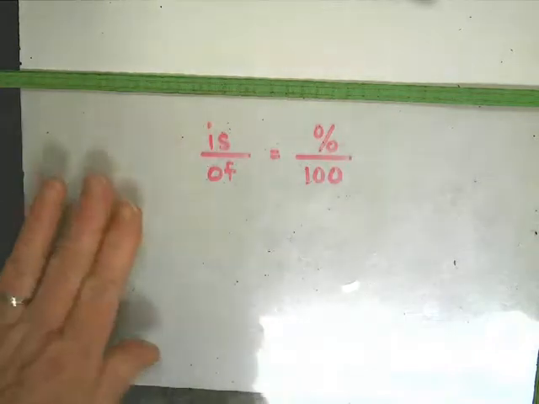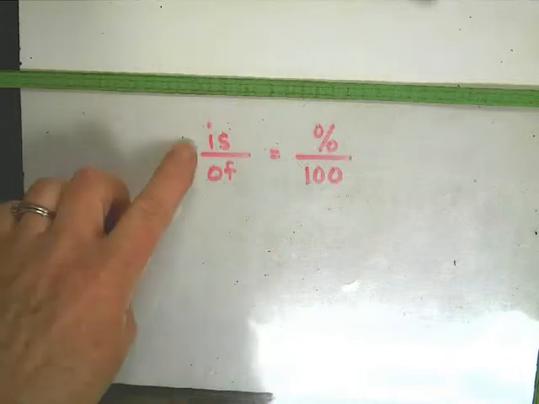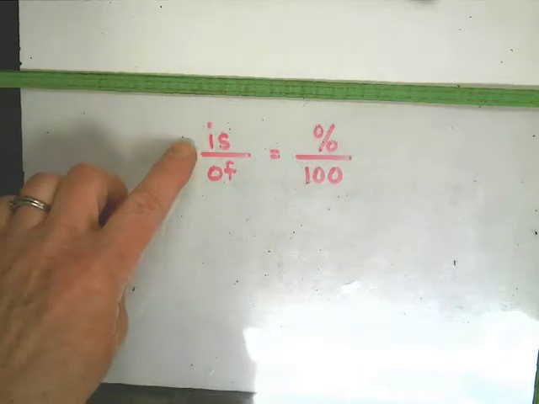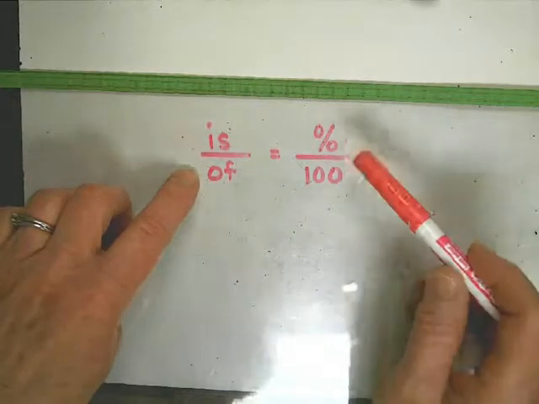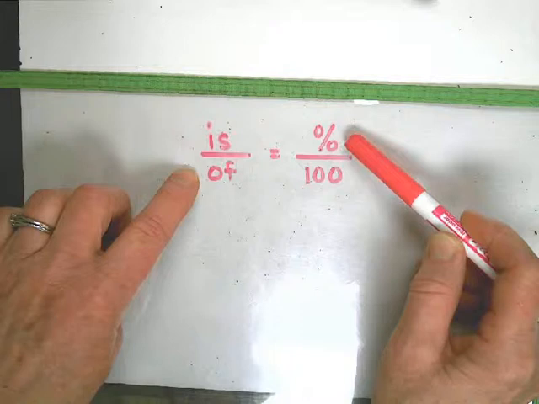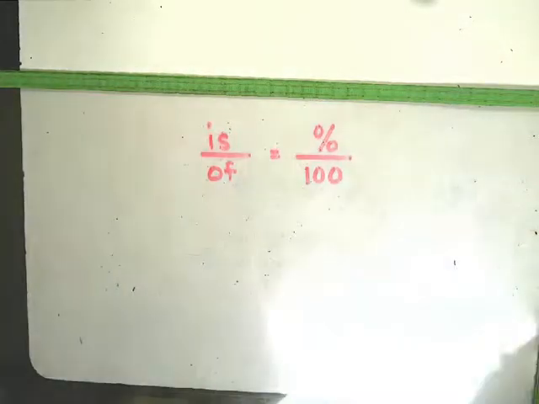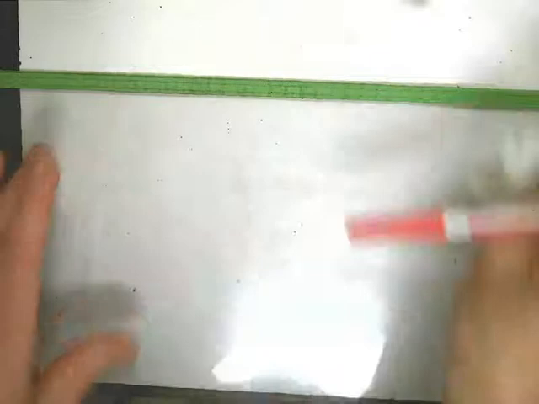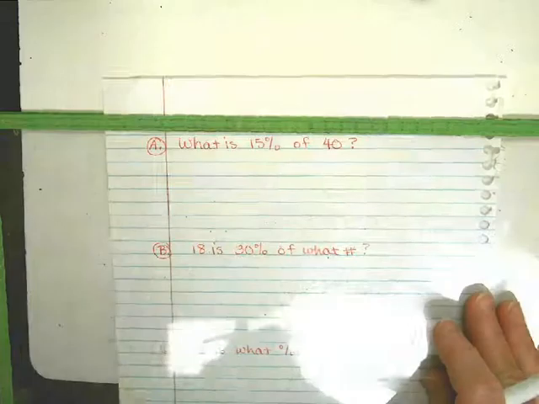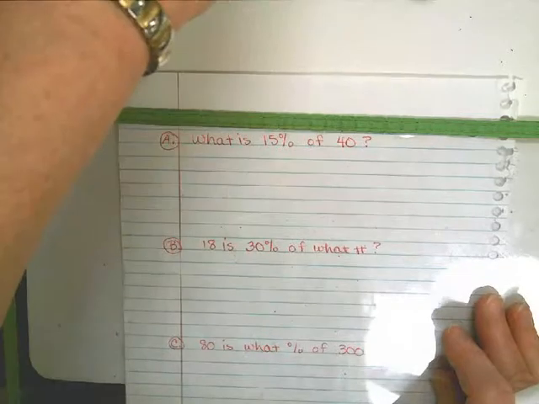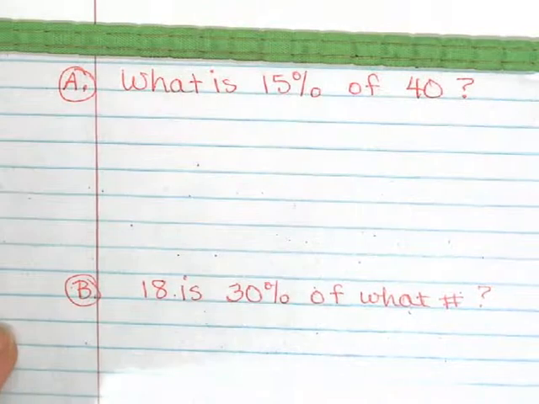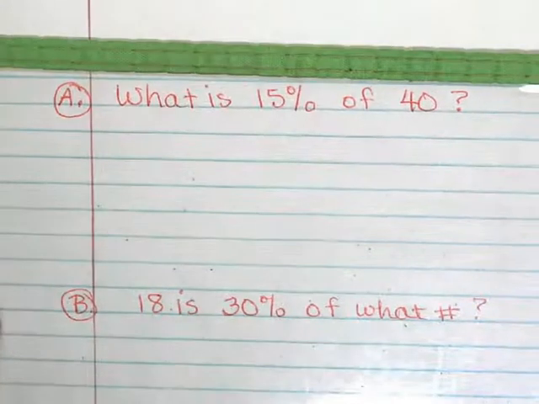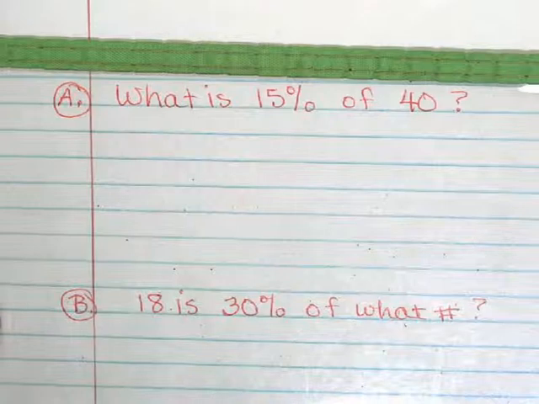So on the problems that you're going to work today, you are going to be looking for the word is, the word of, and the percent sign. Let's take a look at the first one. What is 15% of 40? Did you find those 3 things already?